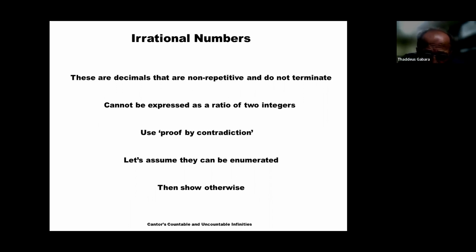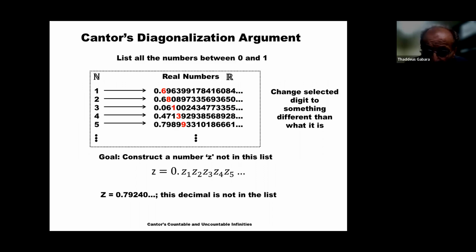And then by proof of contradiction, we'll assume that they can be enumerated, but will show otherwise. And this is one of Cantor's famous mathematical techniques called diagonalization. So this is his diagonalization argument. This argument proves something here that we'll get into, but this particular argument has been used by Turing as well as Gödel in their proofs. So this is a fundamental type of argument.